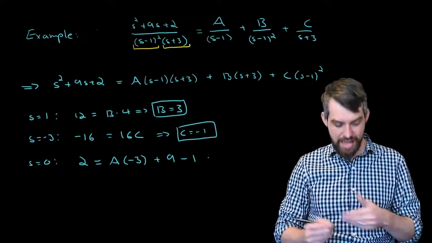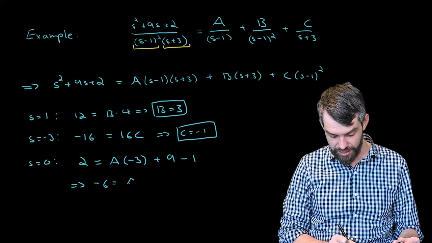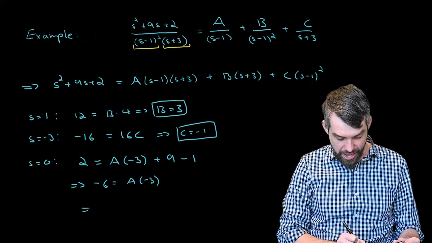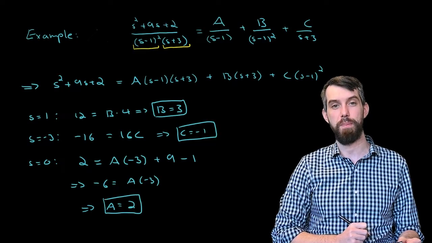So in other words, I have an 8 on the right-hand side. If I subtract that over, I'm going to have a minus 6 is a times minus 3. And so as a result, a is just equal to 2, and I have my third coefficient.